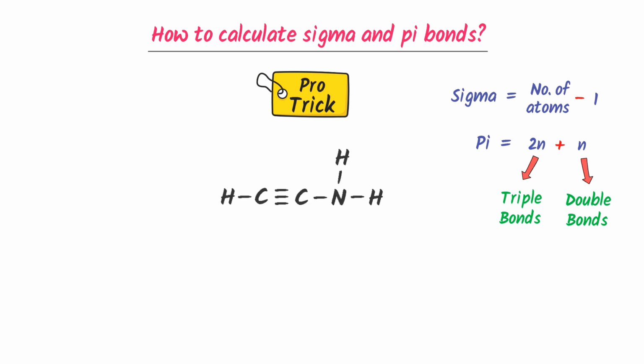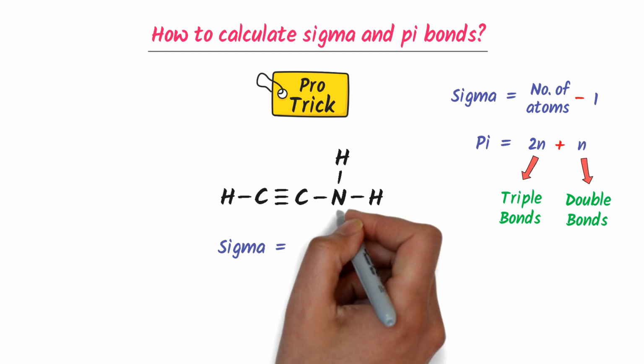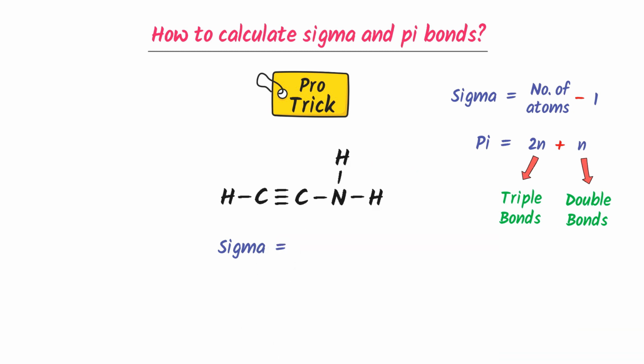Secondly, consider this molecule. We use the trick. The sigma bonds in a molecule is equal to total number of atoms minus 1. Now 1, 2, 3, 4, 5, 6. There are total 6 atoms present in this molecule. Hence 6 minus 1 is equal to 5. Thus there are 5 sigma bonds present in this molecule.